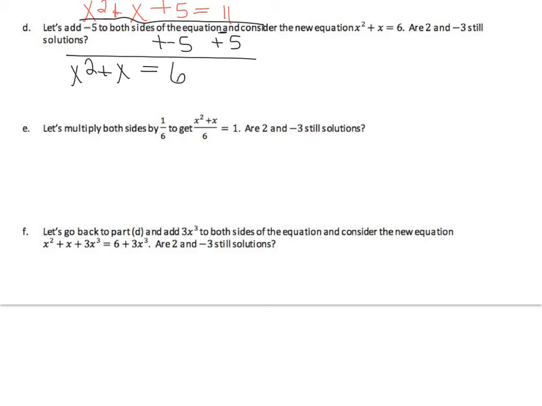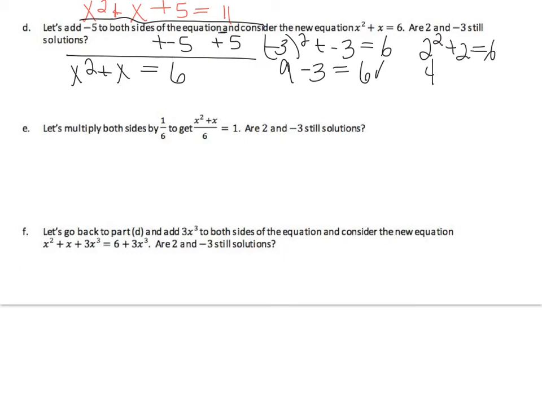We're still going to verify 2 and -3. -3 squared plus -3 equals 6. 9 minus 3 does in fact equal 6. 2 squared plus 2 equals 6. I have 4 plus 2 does in fact equal 6. All right, almost done. Let's multiply both sides by 1/6.